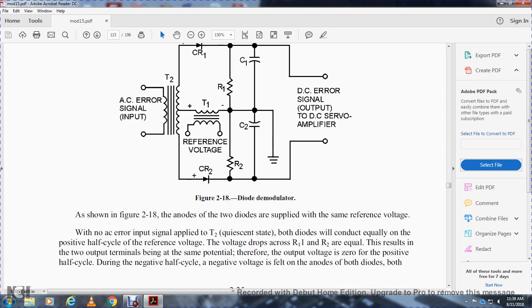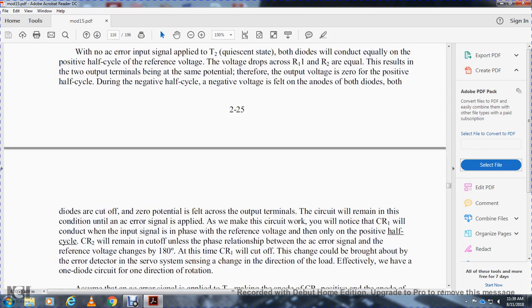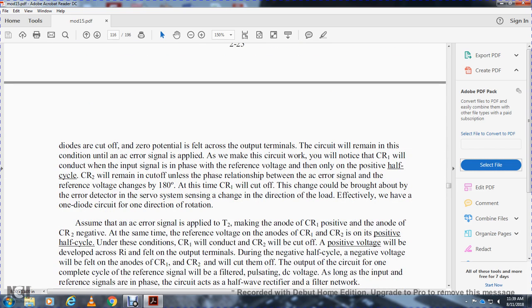As shown in figure 218, the anodes of the two diodes are supplied with the same reference voltage. With no AC error input signal to transformer 2, both diodes conduct equally on the positive half of the reference voltage, with the voltage drop across resistor 1 and resistor 2 being equal. The result is that the two output terminals are at the same potential. Therefore, the output voltage is 0 during the positive half cycle. During the negative half cycle, a negative voltage is felt at the anodes of both diodes, but the diodes are cut off, so zero potential remains across the output terminals of the circuit.